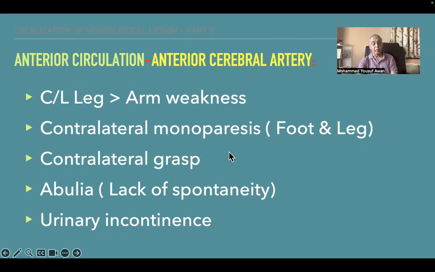That means the frontal lobe is involved, and the anterior cerebral circulation is involved, the anterior cerebral artery is involved. Another sign which will be apparent is lack of spontaneity, which is called abulia. The patient can't start things on their own spontaneously. And this is a frontal lobe sign and an anterior cerebral artery circulation sign.